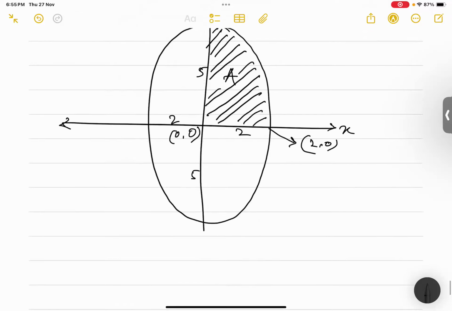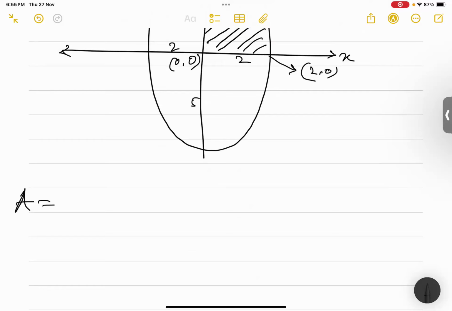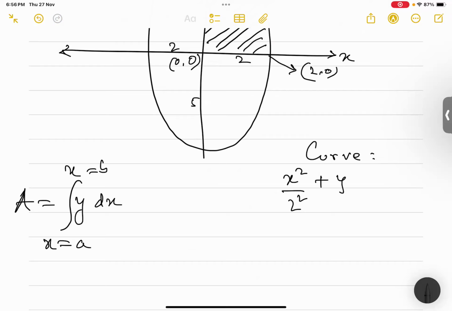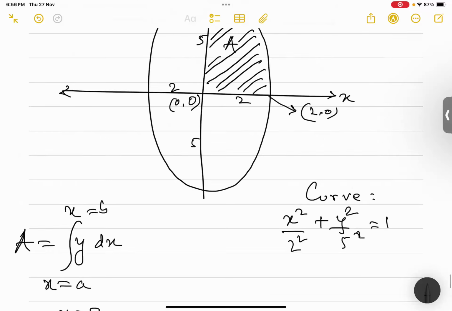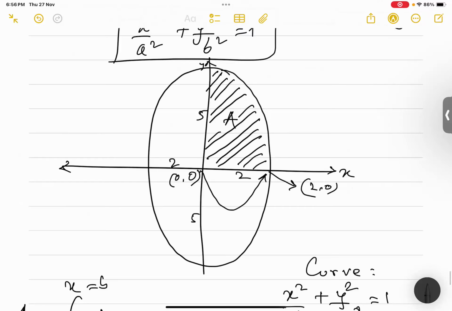Okay. So we'll use the x-axis. Circle and ellipse can also be solved using the y-axis, but we'll stick to the x-axis. The integral is y dx. Now the curve is x square by 2 square plus y square by 5 square is equal to 1. A and B we know: 0 to 2, because we are moving on the x-axis from here to here horizontally. So the x coordinate we need to consider.